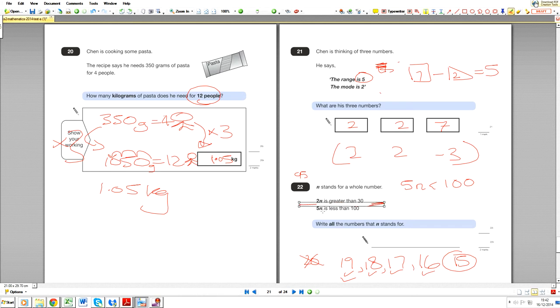Not 30. Okay, so the numbers that we can have in this answer are 19, 18, 17 and 16. And is that the last question?